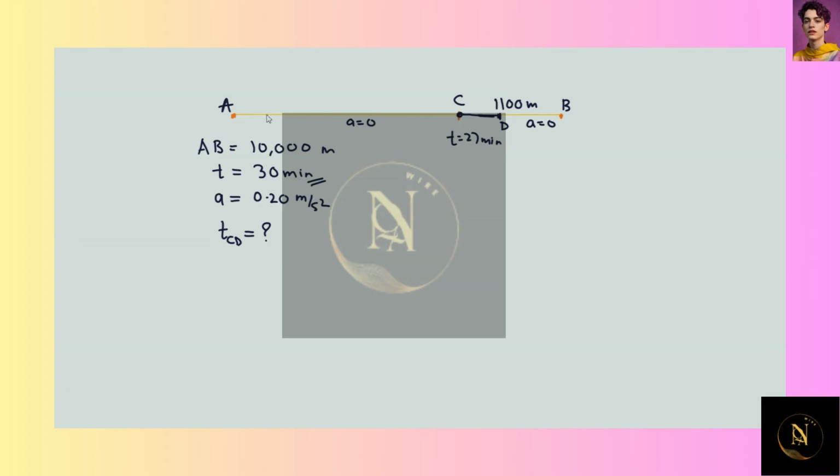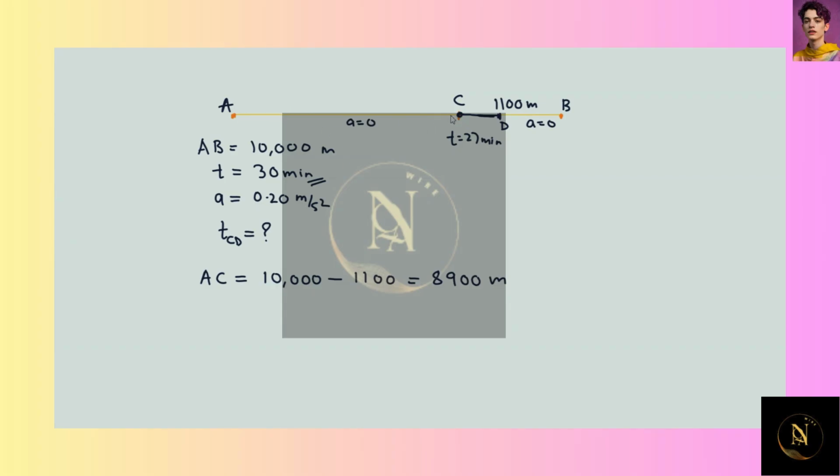Let us first find the constant speed for path A to C. The total path AB is 10,000 meters, and from C to B it is 1100 meters. The runner travels with a constant speed for path AC, and AC is 10,000 minus 1100. If I do this, I get 8,900 meters.